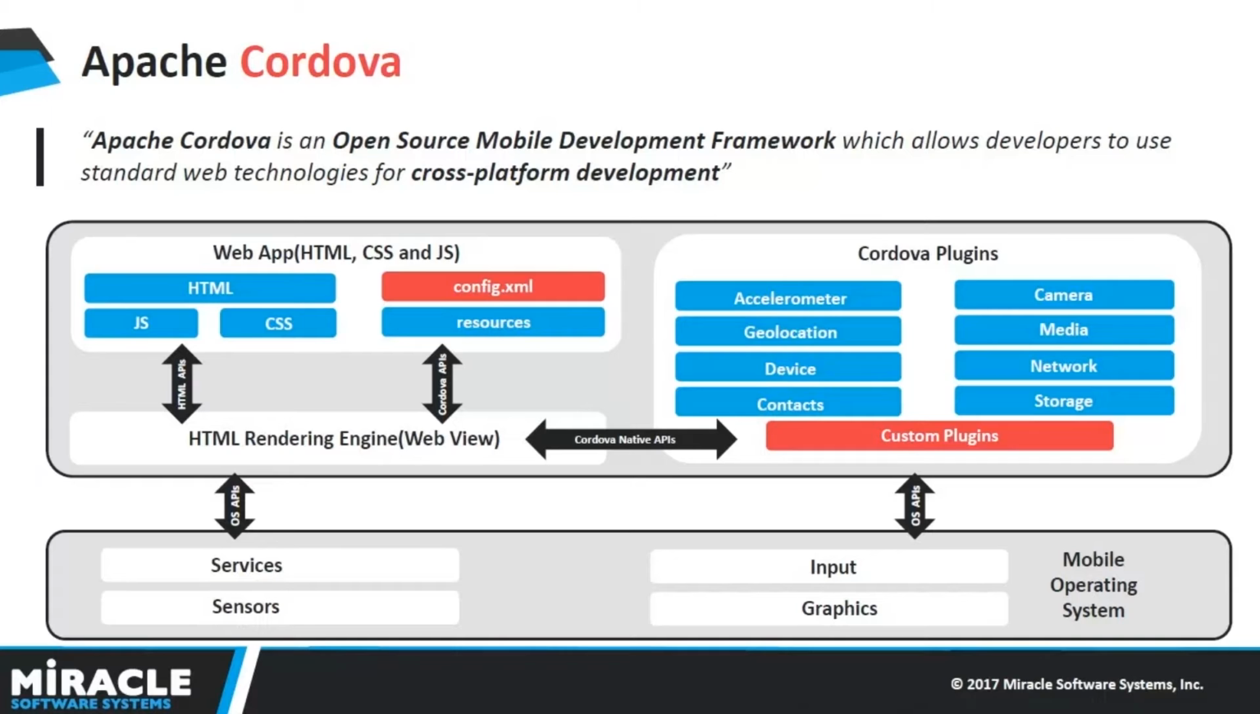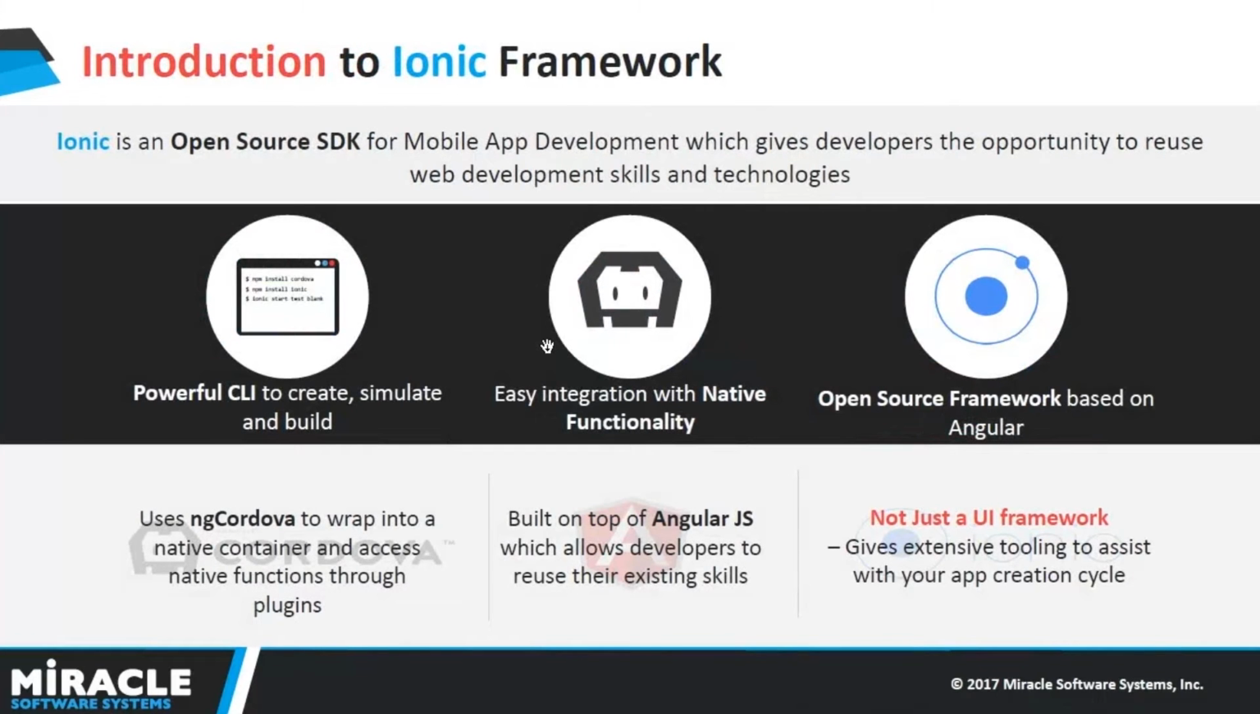Configured XML, where we maintain the versioning of our application, and then the application will render in the HTML rendering engine, that is WebView for Android and UIWebView for iOS. If you want to interact with any device-level operating system, we have numerous plugins available in Cordova, maybe geolocation, camera, network, all those functionalities, using these Cordova plugins to interact with a mobile operating system.